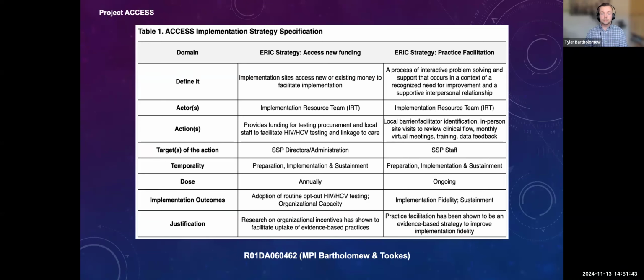This is a cluster RCT with 32 SSPs. We have two components to this. It is access to new funding, so we're actually going to fund organizations to implement opt-out testing. And then we're going to offer a practice facilitation strategy. But I just want to show the temporality component.